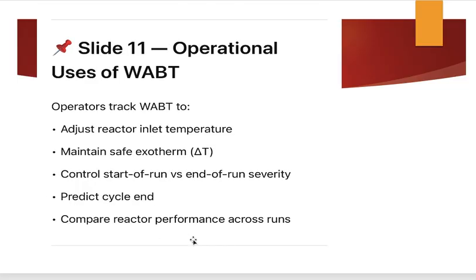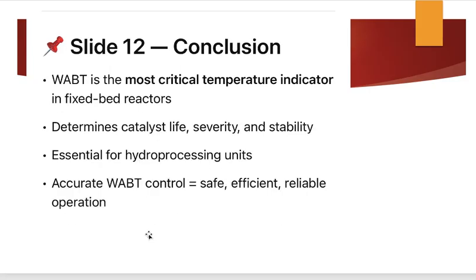Okay, the operation team uses the weight average bed temperature to adjust the reactor inlet temperature and maintain safe exothermicity through this bed, control the start of run versus the end of run for this catalyst bed, and predict the cycle. How many years, how many months, how many days the catalyst is still active. Okay, this is what we mean by predict the cycle end. Compare reactor performance across runs.